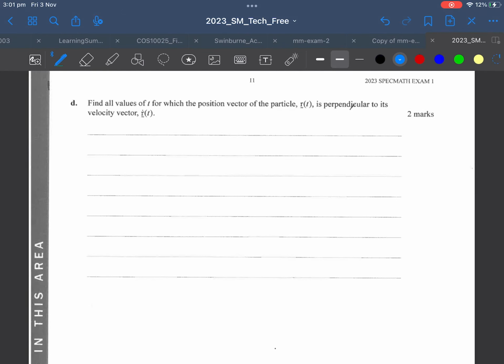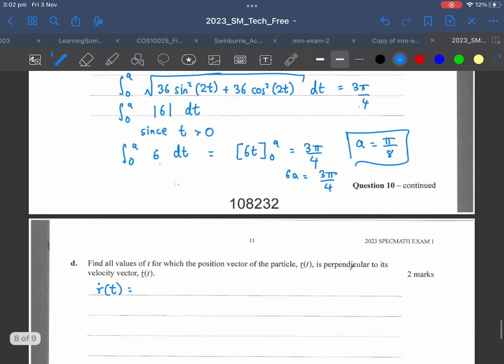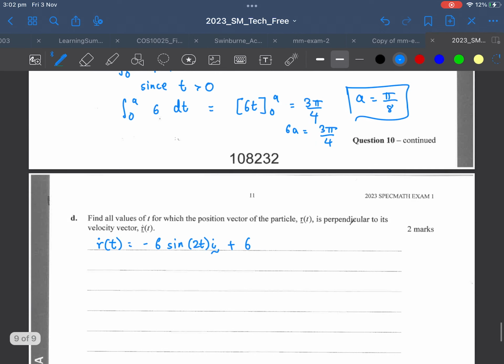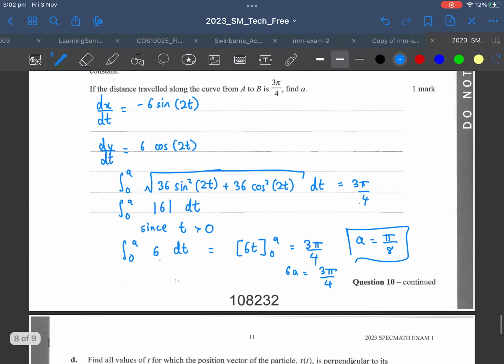Alright, and find all the values of t for which the position vector of the particle r(t) is perpendicular to its velocity vector. Okay, so that just means that the dot product between these two vectors should be 0. We already have a velocity vector, which we found here: dx/dt and dy/dt are basically our velocity vector. So it is −6 sin(2t) i plus 6 cos(2t) j.